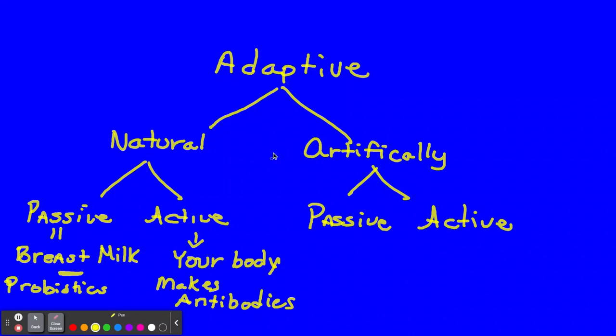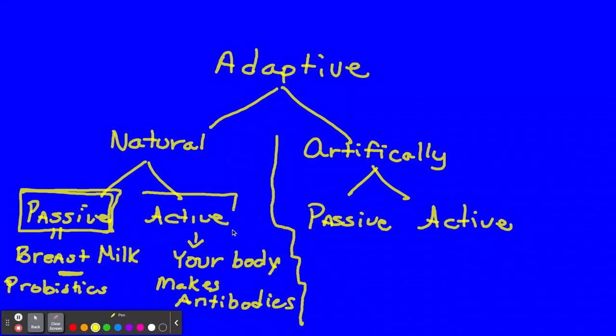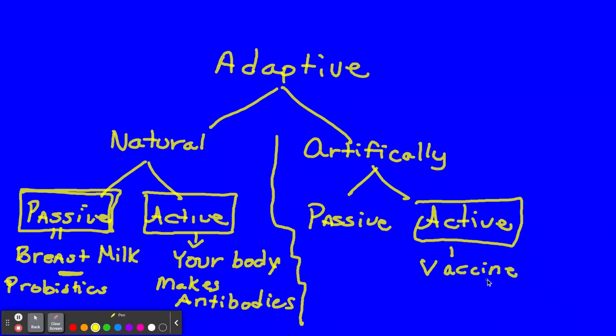All right, let's make a line here so we don't confuse ourselves. So again, naturally, it's either passive, something's given to you, in this case, breast milk from your mother, or active, where your body will make antibodies from any pathogen entering your system. Now, artificially, what do you think artificially would be with active? Well, when you get a vaccine, right? The vaccine has been put in your body. It's active.